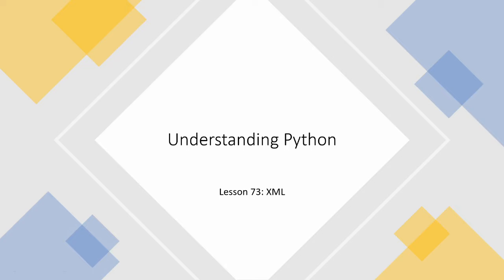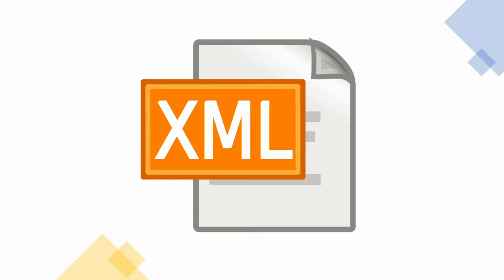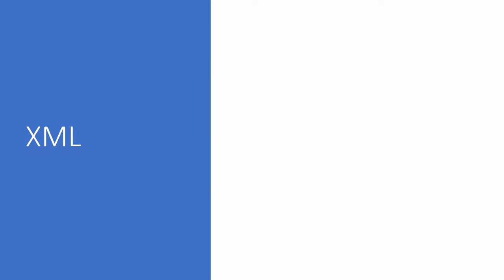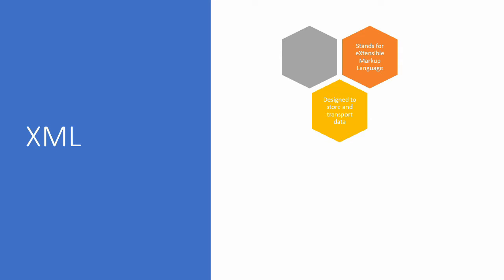Welcome back. Today we're going to be looking at XML in Python. But before we look at it in Python, we kind of need to know what XML is. So this stands for Extensible Markup Language, which means you can add to it very easily because it's extensible. It's designed to store and transport data, so it doesn't actually do anything. It's there to save data, a lot like JSON, which we've looked at before.